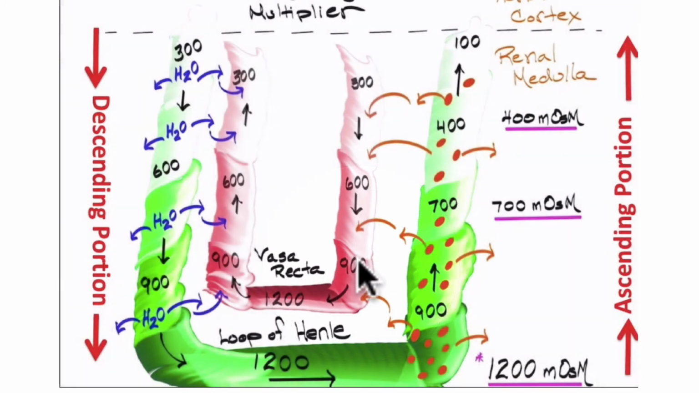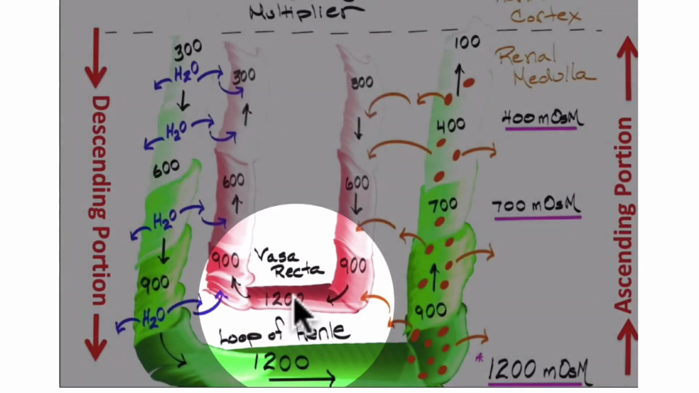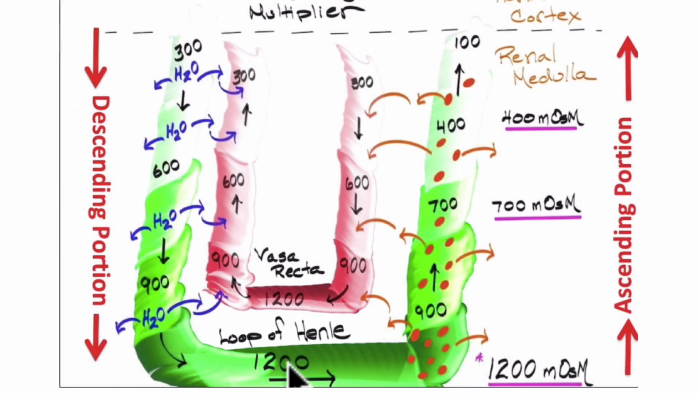So concentrated that at the bottom, it has the same concentration as the loop of Henle and the same concentration as we see in the deepest part of the renal medulla. And it is becoming concentrated because it is gaining solutes that have left the loop of Henle. So we go from 300 all the way down to 1200 at the bottom of the vasa recta.